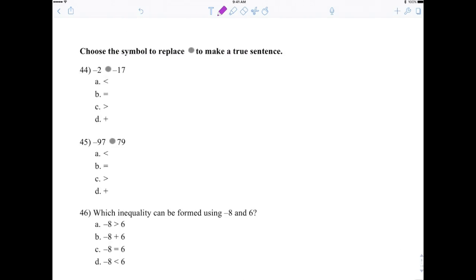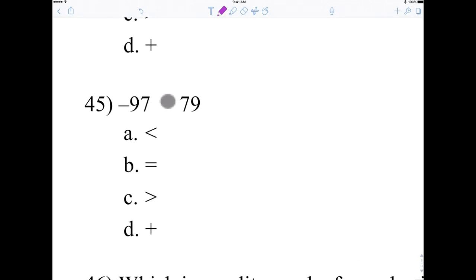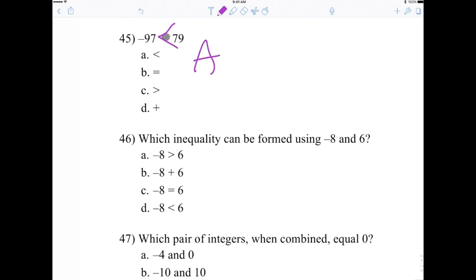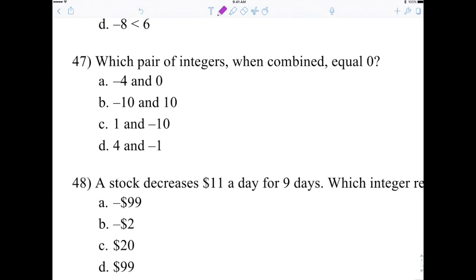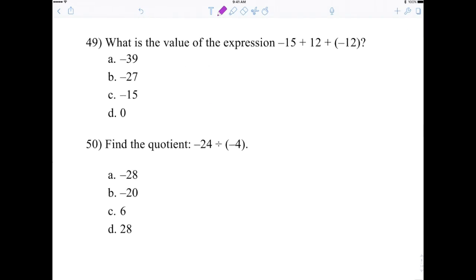Now you got to put the symbol, correct? Whether it's greater than, equal to, or less than. So this should be easy for you. Negative 97 is definitely less than. Of course, we know that's A. Everybody happy? All right, let's move forward to 47. Which pair of integers when combined equals 0? B. Yes, negative 10 and 10 makes 0. Beautiful. All right, let's check out 49.